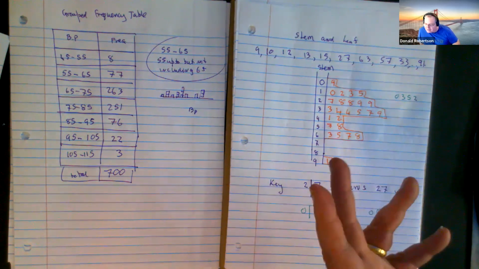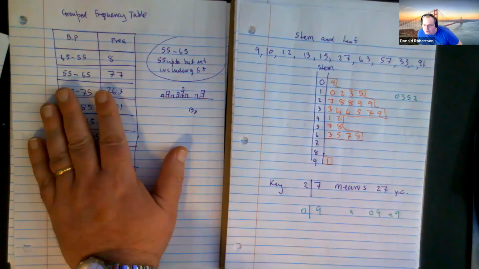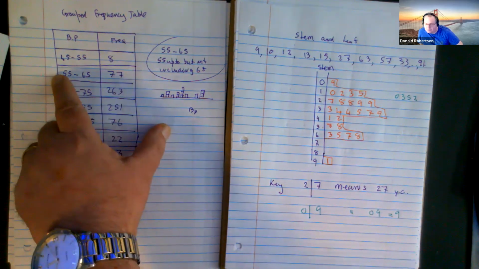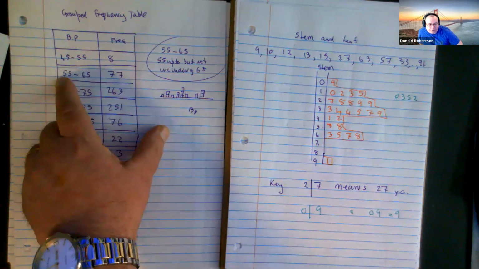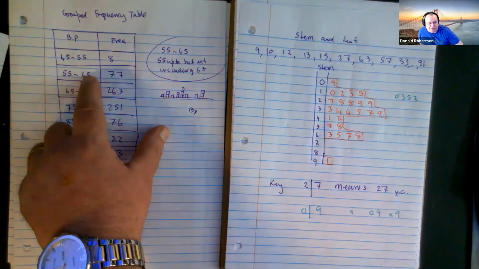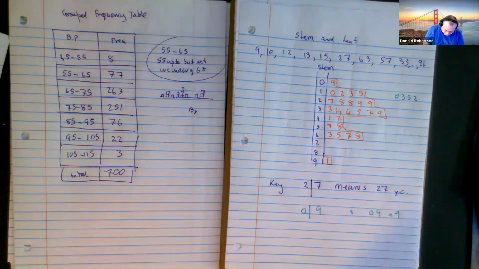One of the drawbacks of grouping the data is, don't you lose a little bit of information there? All I know is that there were 77 people in that blood range. I don't know whether there were a lot more 50s and not many 60s or whatever the combination is. I just know in total there were 77 in this group. And that's a little bit of lost information.